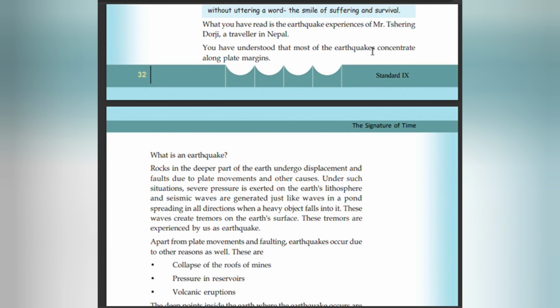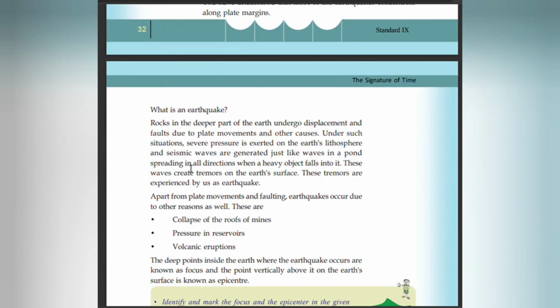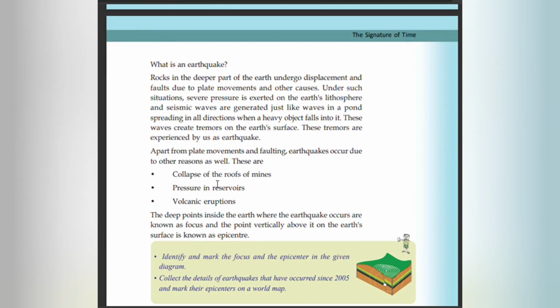We understood that most of the earthquakes concentrate along plate margins. What is an earthquake? Rocks in the deeper part of the earth undergo displacement and falls due to plate movements and other causes. Under such situations, severe pressure is exerted on the Earth's lithosphere. Seismic waves are generated just like waves in a pond, spreading in all directions when a heavy object falls into it. These waves create tremors on the Earth's surface.